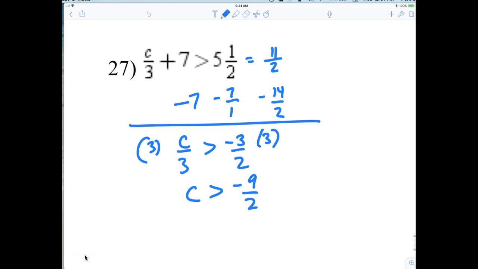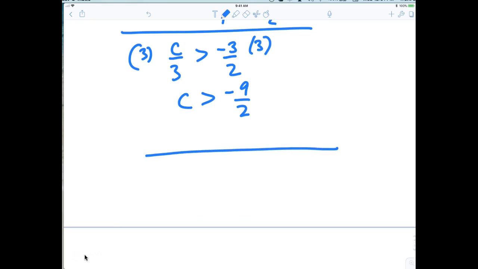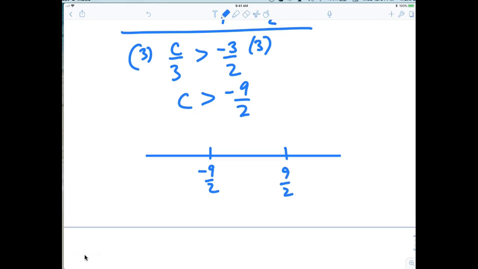All right. Now, to graph negative 9 over 2, all you have to do, I'm telling you, is put down negative 9 over 2, greater than, open circle, going to the right. Any issues?